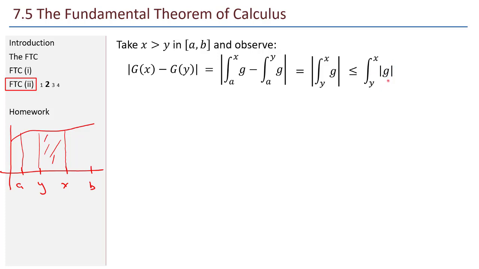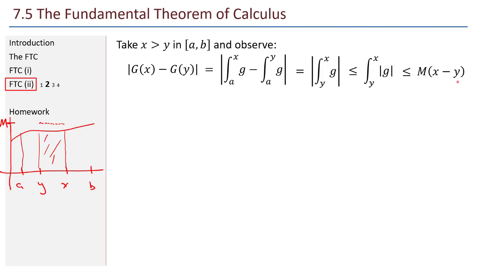But now I can use the fact that my little g is bounded. So here's where that previous discussion comes in. There's a big M in there somewhere where the function doesn't exceed that M. So in fact, the integral from y to x of g is going to be less than or equal to that height, that big M, times the interval width.